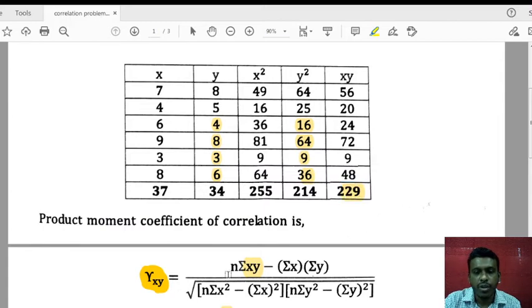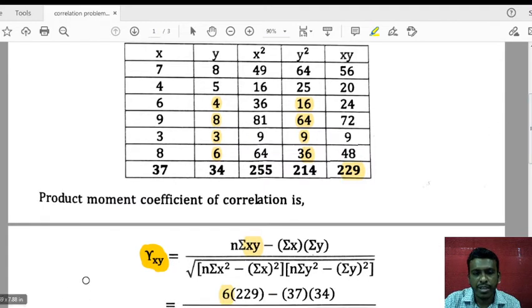Okay, so what you get is 6 into 229 minus summation x. Summation x, that is sigma x, is 37, into sigma y. Sigma y is 34, so this is 34. Okay, so the numerator is put.